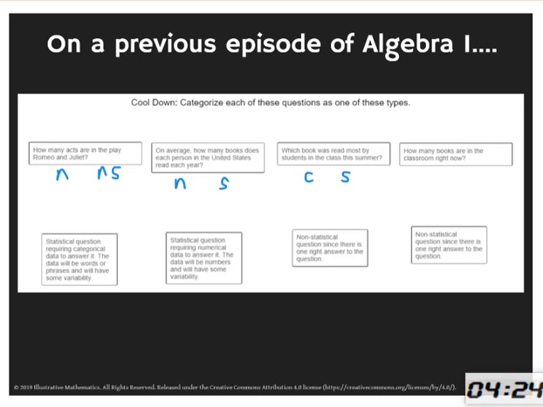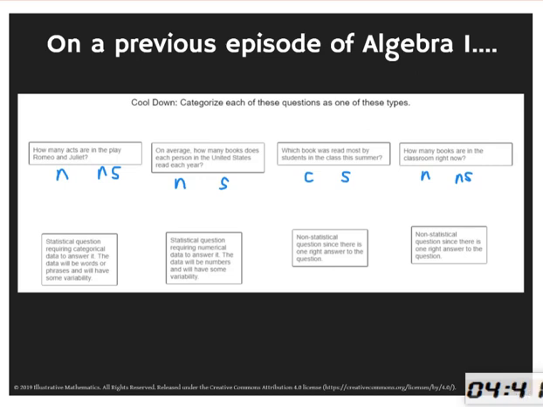Finally, how many books are in the classroom right now? How many books is going to be a numerical answer. And in the classroom right now, that's going to be a non-statistical question because there's only going to be one answer to that question. All right, so let's go through the answers and let's match them up.